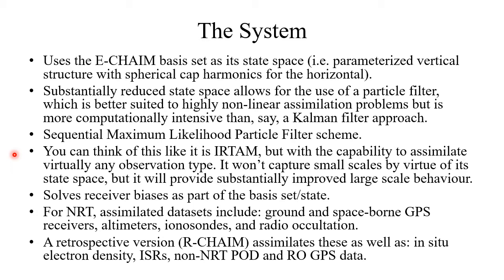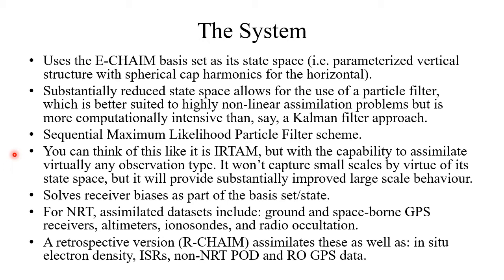In addition to this, the system, by construction, solves for the receiver biases of the GNSS receivers within the basis set, which actually makes up the dominant portion of the basis set, simply because there are so many GNSS receivers assimilated. This allows us to avoid any assumption errors or systemic errors that tend to plague conventional GNSS receiver bias estimation techniques.